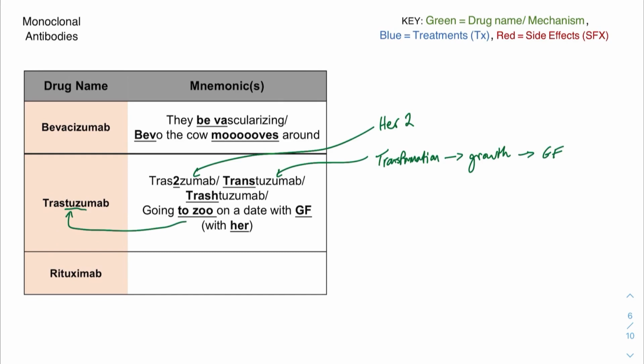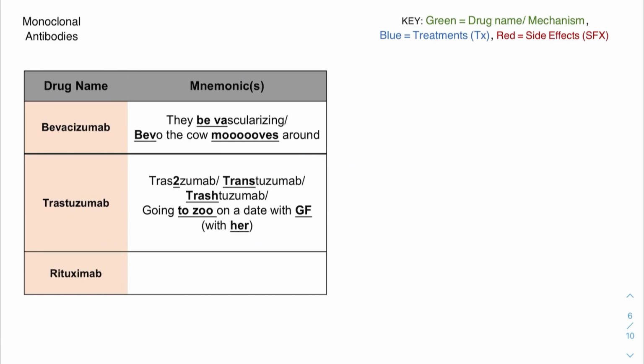So you're going to the zoo on a date with your loving GF, in parentheses, with her. So here the "to zoo GF" is of course going back to this growth factor here, and then "with her" would relate to HER2 too. So yeah, pick and choose whichever of those you want, or all of them, kind of whittle our way through the usefulness of this monoclonal.